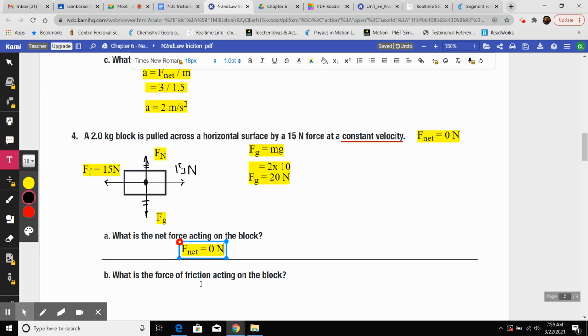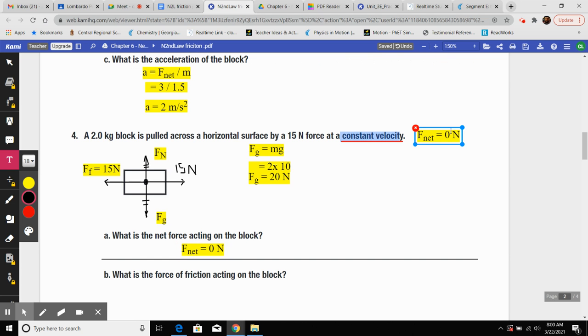And because we hadn't had to do any math yet, I just did this solve for the weight thing because I figured we may need it in a second. But to solve for the net force, we didn't need that. We didn't need to do any math here. What is the friction force? Didn't really need to do any math as long as you understand that constant velocity means net force is 0.